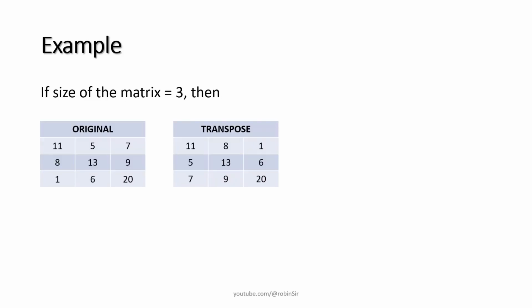So if the size of the matrix is 3, if it's a 3 by 3 square matrix, and this is our original matrix, and then if you look at the transpose matrix, you will see that all the rows have become columns. So 11, 5 and 7, this is one row and this has become one column now. 8, 13 and 9, the second row, and this is the second column now. And 1, 6 and 20 is the last row. This has become the last column. And this can be achieved by interchanging the row index and the column index.